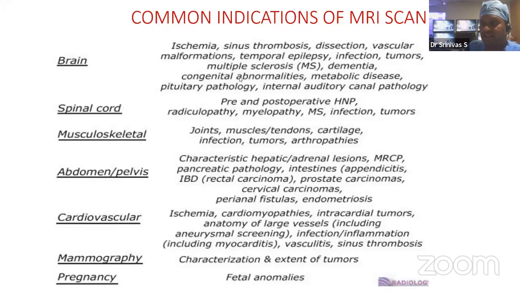Abdominopelvic MRI is done to delineate hepatic or adrenal lesions, pancreatic pathologies, intestine, and prostatic carcinomas. Cardiovascular MRI is done to check whether there is any ischemia, cardiomyopathies, or intracardiac tumors. Breast MRI is done to know the extent of the tumor, and MRI during pregnancy is done to know whether there are any fetal abnormalities present or not.